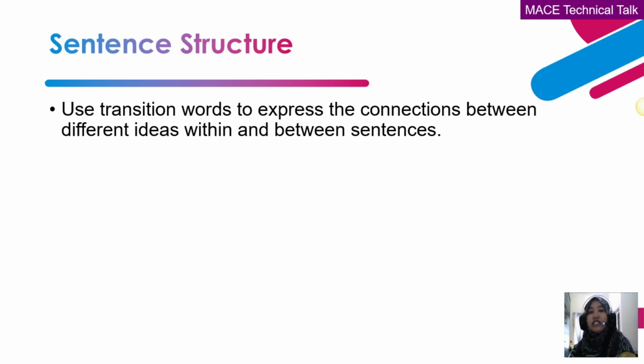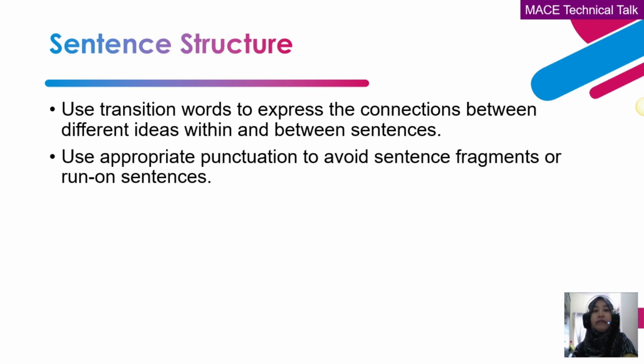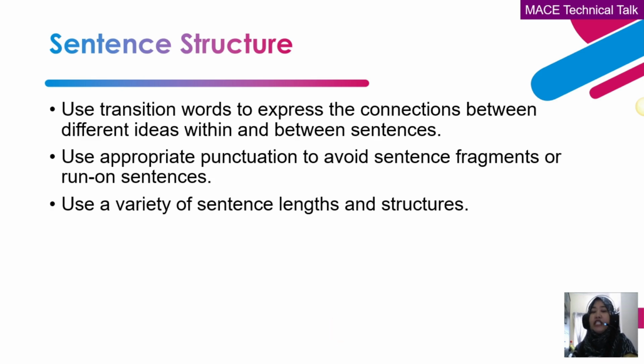You can use transition words to express the connections between different ideas within and between sentences. Okay, you cannot jump from one sentence to another without any connection between these two sentences, because you are going to leave your readers hanging in that sentence, without any further explanation. And then you have to use appropriate punctuation to avoid sentence fragments or run-on sentences. Use a variety of sentence lengths and structures.